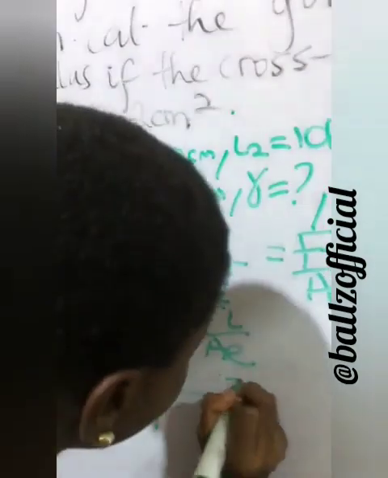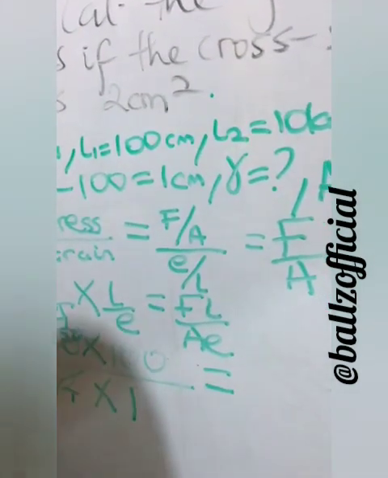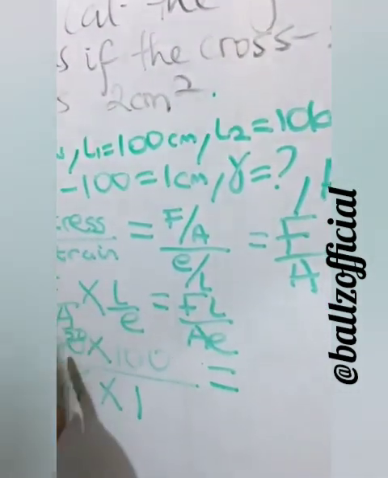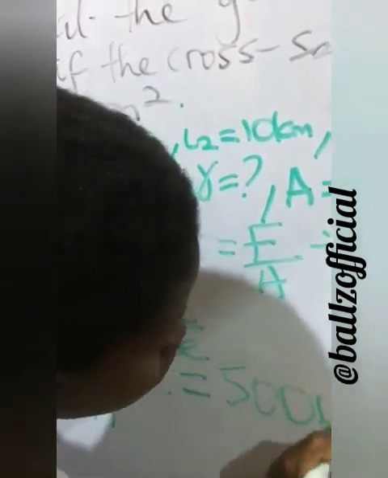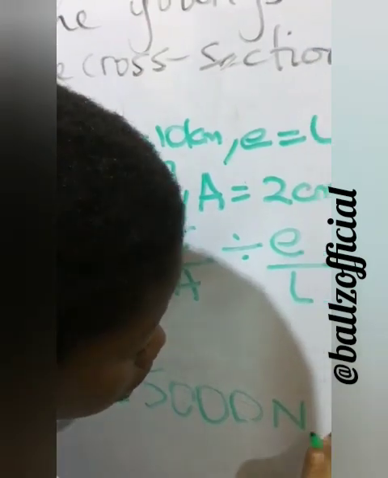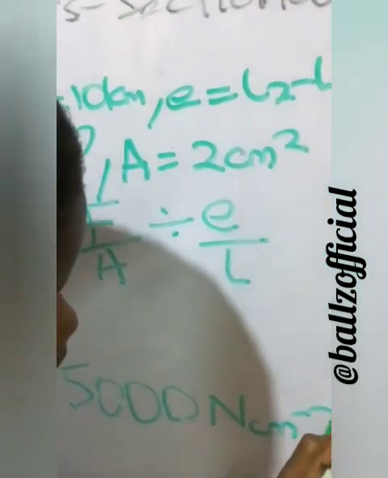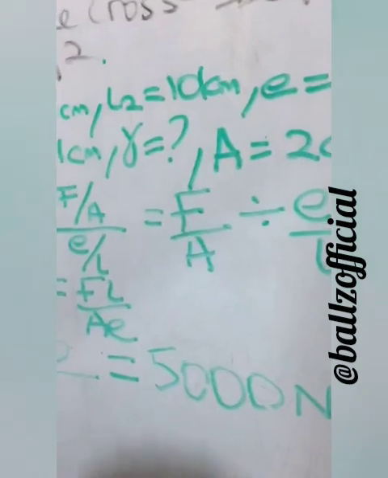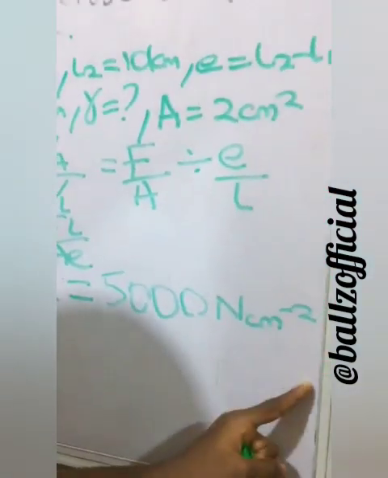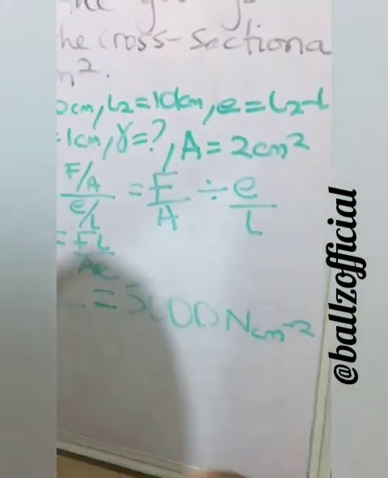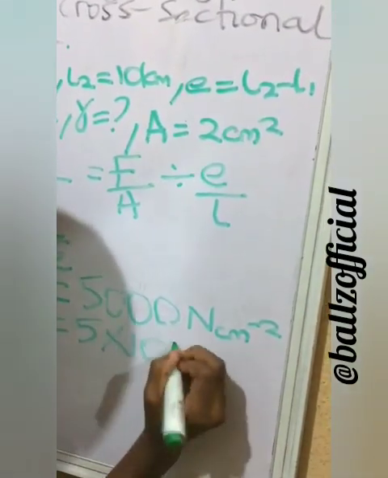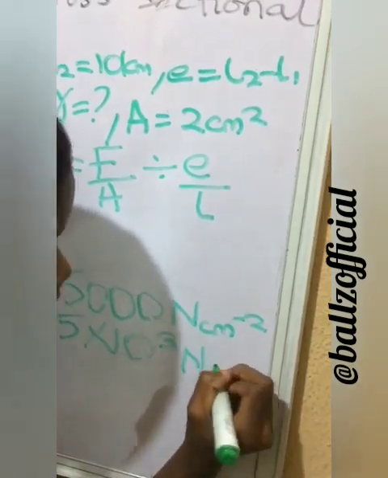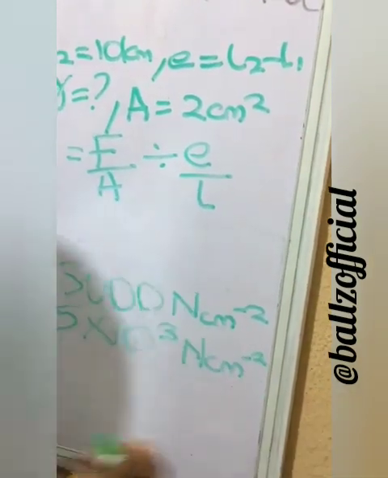So we have Young's modulus to be equal to, since this one is already over 1, we don't need this denominator. So that will be 50 times 100, which is 5,000 Newton per centimeters square. So I'm going to have to convert this to standard form. That will be 5 times 10 raised to the power of 3 Newton per centimeters square.